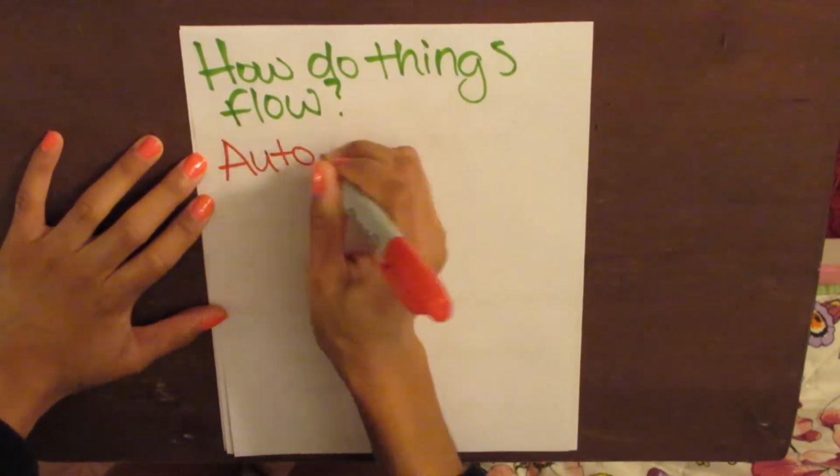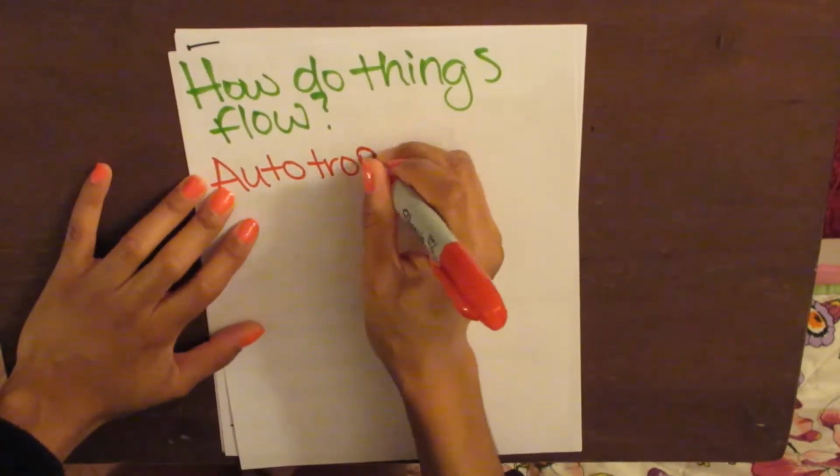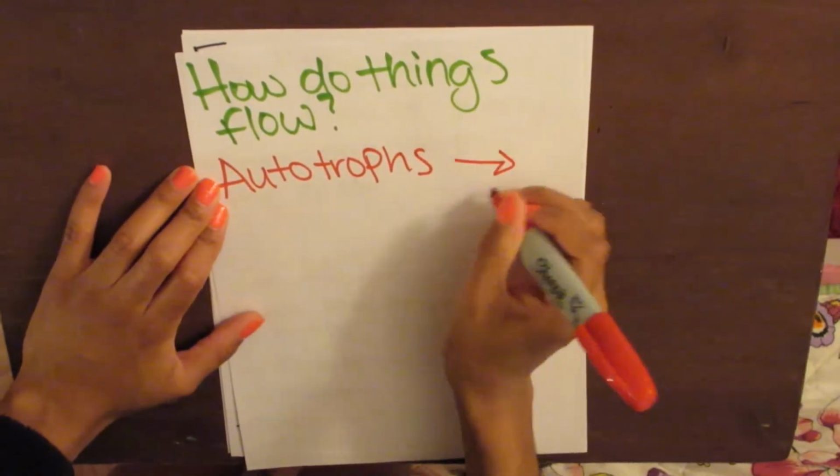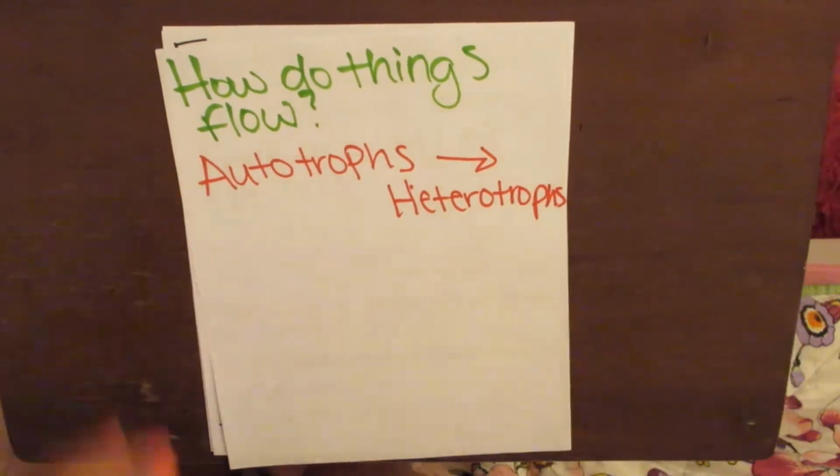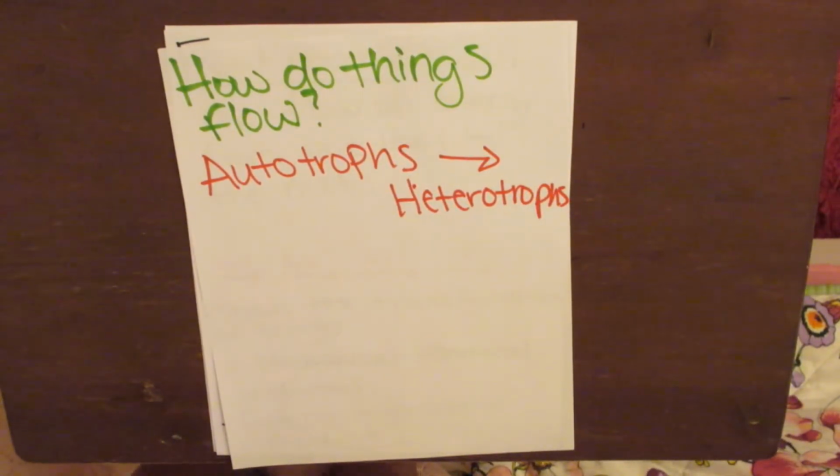These are some vocabulary words that we've seen before. Things in a food chain move from the autotrophs to the heterotrophs. Sorry, I had to write it kind of funny, guys. I started running out of room. Moves from autotrophs to heterotrophs.